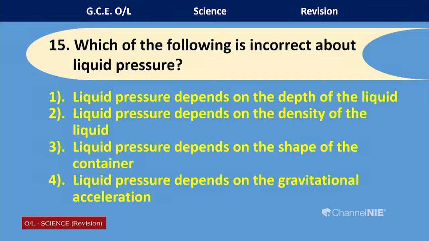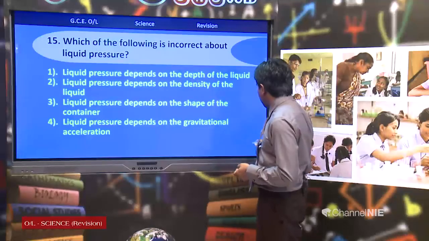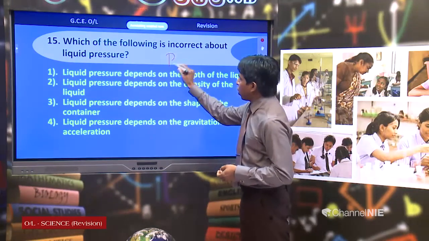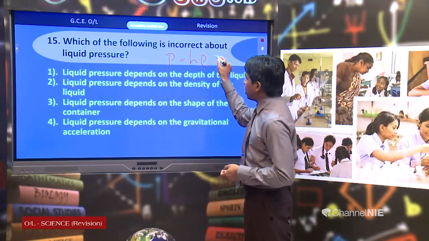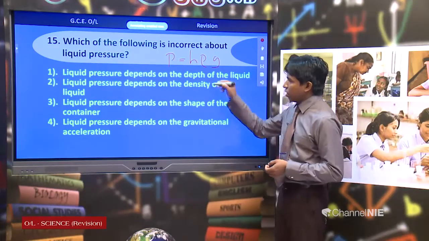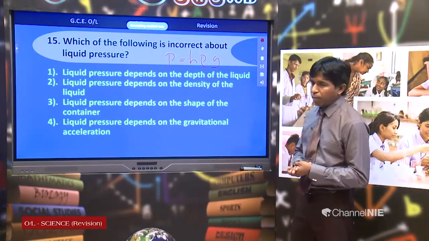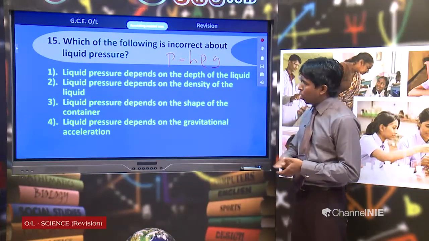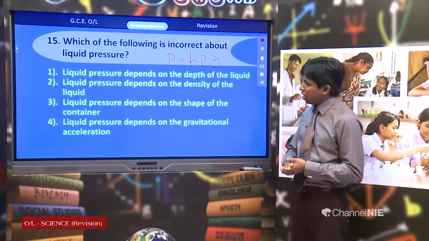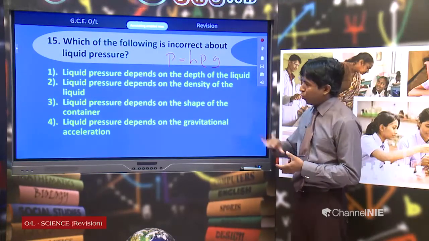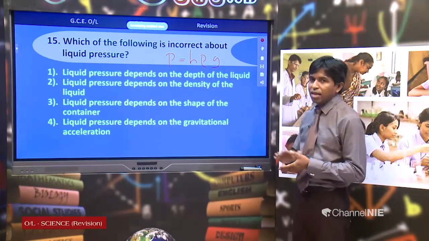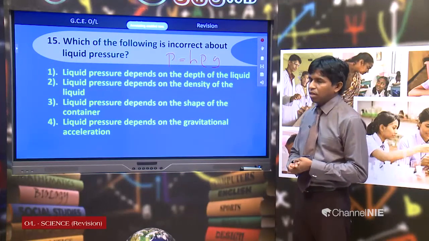So, what is the equation to calculate liquid pressure? P equals h rho g. So, if you remember this equation, you can easily get the answer. What is P here? Pressure in Pascal. What is h here? Vertical height of the liquid column. What is rho? Density of the liquid. g, gravitational acceleration.